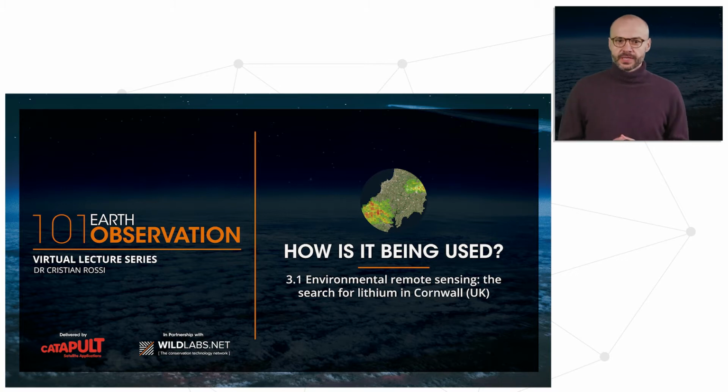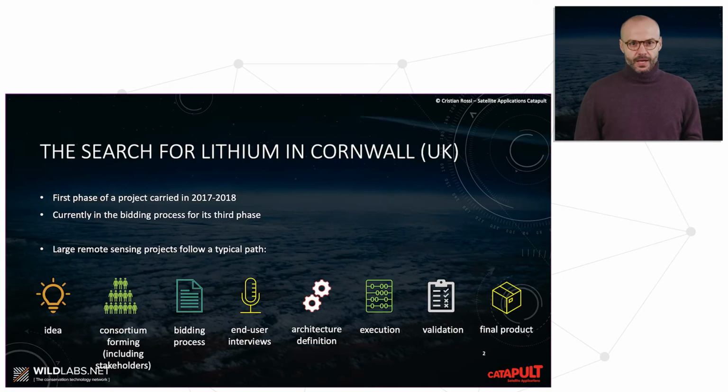This lecture is about how remote sensing is being used, and we will see a specific application on environmental remote sensing. This application is about the search for lithium in Cornwall. Cornwall is a region in the United Kingdom at the south tip of it, southwest.